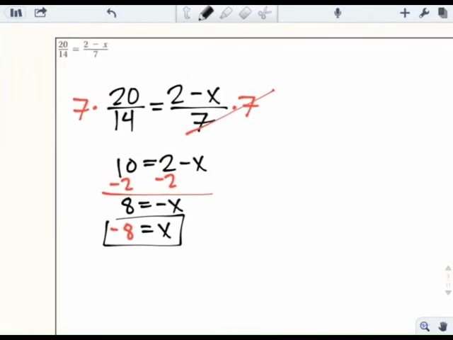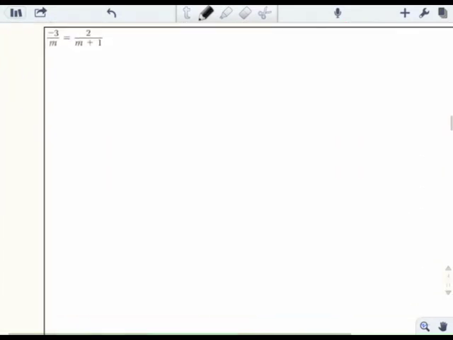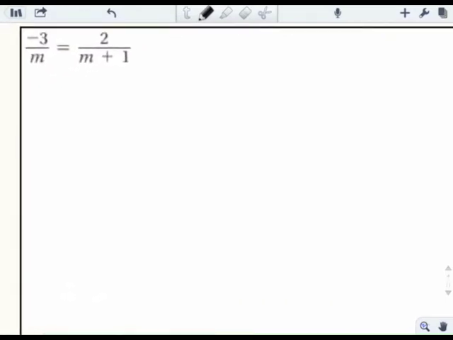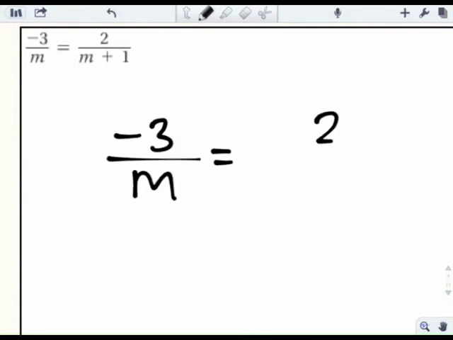Alright, so that wasn't too bad. Now let's look at another example. I know that I'm going through this quick, I'm sorry. Alright, let's solve this proportion. Negative 3 over m equals 2 over m plus 1.